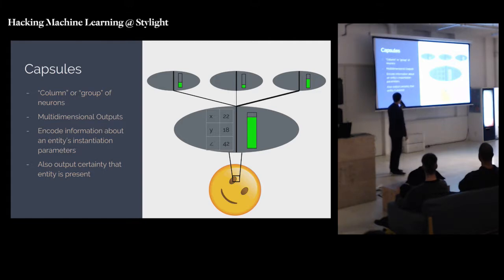And so capsules generalize this because we not only want to capture the certainty that an object or an entity, as I'm going to call it, is present in what we're observing, but we also want to capture instantiation parameters related to this. So, for example, we could have just a vector of length 3 where the first element corresponds to the x spatial position, the next one to the y spatial position, and finally one for the angle. In practice, this is not what happens at all, but it's a good way to think about it to understand.